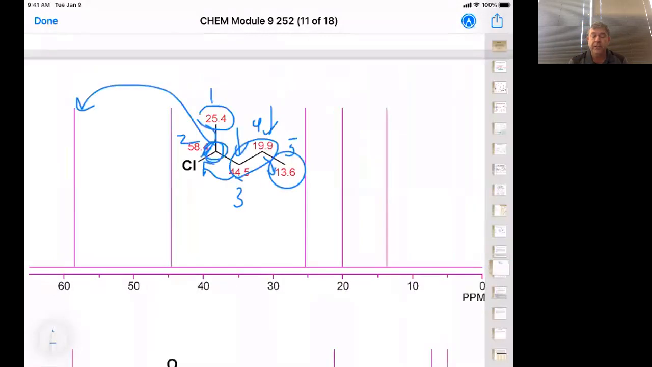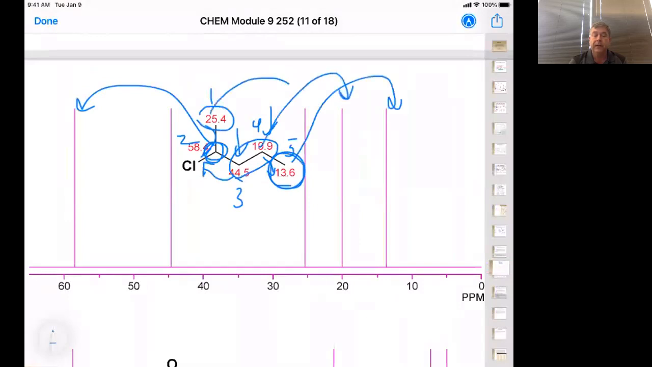And notice the one that's most like a hydrocarbon right here is the lowest down. Then the next most like a hydrocarbon, the next most like a hydrocarbon, one close to chlorine, and the one actually bonded to chlorine. So we can see that shifting using that same general trend we saw in proton NMR to get us from one to the other.